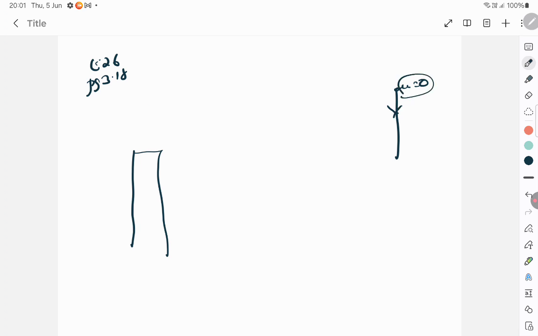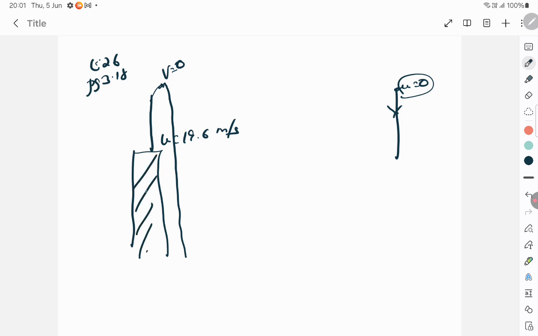Please understand that you are throwing it up, which means you have to give an initial velocity u, and they have given this initial velocity to be 19.6 meter per second. All you know is when it reaches the top, velocity will become 0. This is your u, this is your v, and then it will drop down to the floor. This is how it is going to happen. So this is the tower height, and that is what they are asking. They are asking you to find the height of the tower.